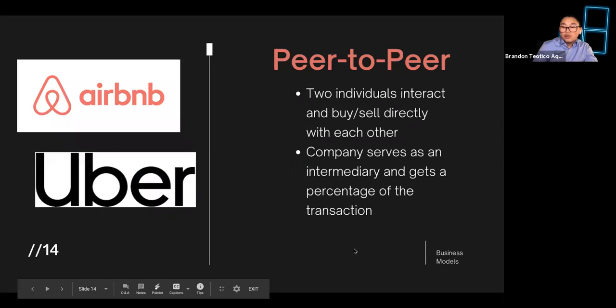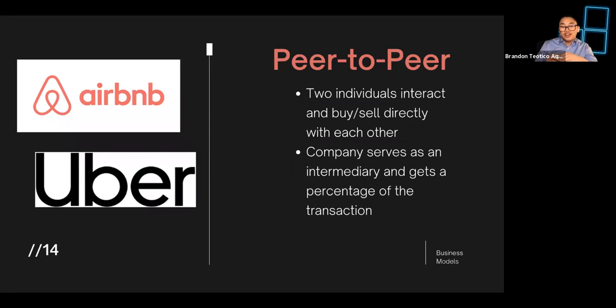So next, we have peer-to-peer businesses. So these are really popular nowadays. With pretty much everybody having a smartphone, this type of business has been huge. And in a peer-to-peer business, two individuals can buy and sell directly with each other without having to talk to any company representatives or employees. So in this model, the company serves as just a platform or an intermediary, and revenue is gained from taking a percentage of whatever transactions the users make.